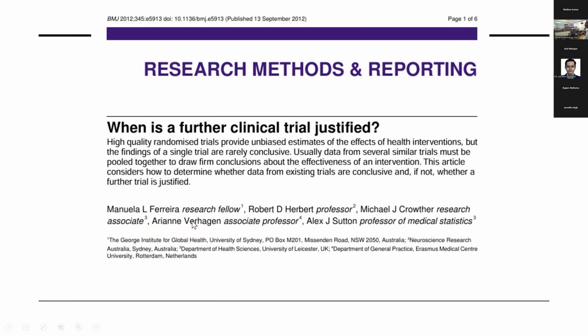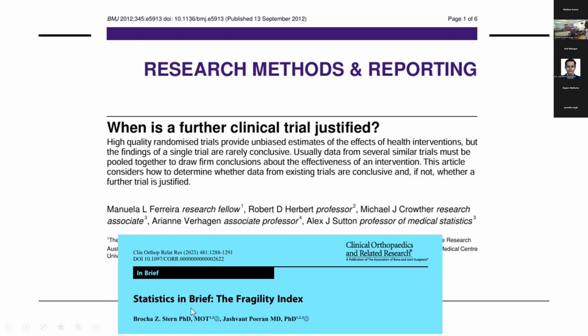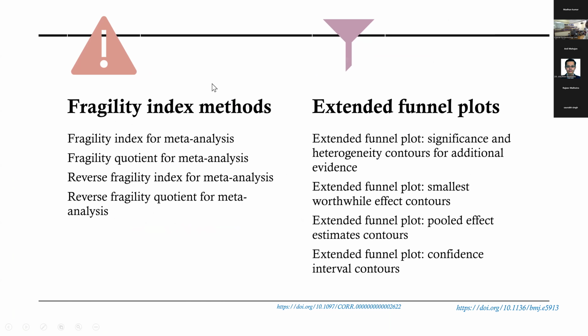Now I want to talk about two other things. There are nice references for the next two slides. One is this, when is a further clinical trial justified, published in the BMJ by Ferreira and Sutton and colleagues. And the second one is this, statistics in brief, the fragility index by Stern and Poran et al. So these two concepts I want to spend some time explaining, fragility index and extended funnel plots. So fragility index, let me just give you an example.